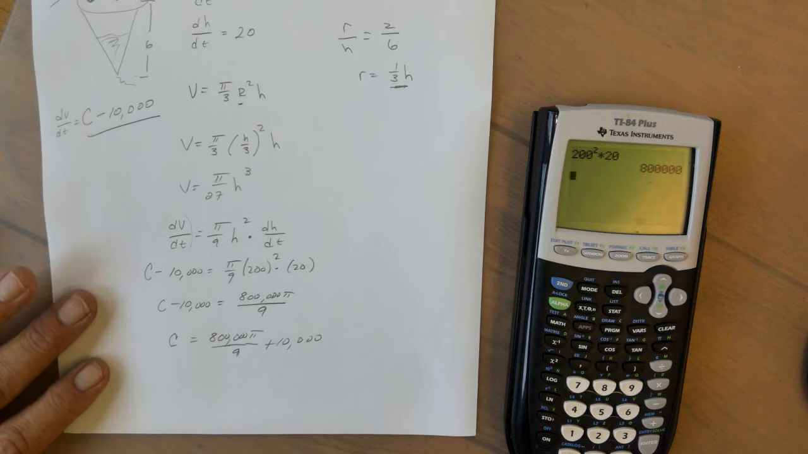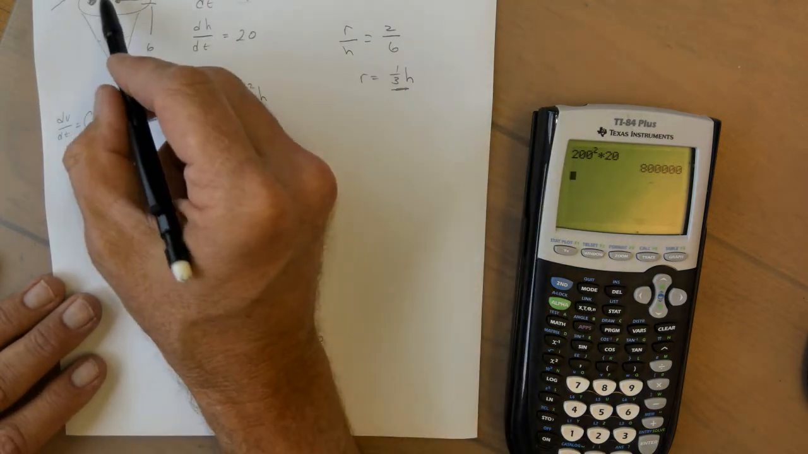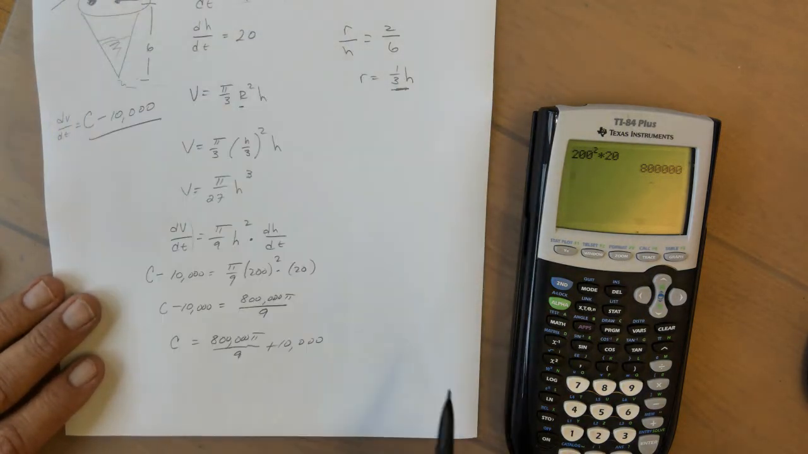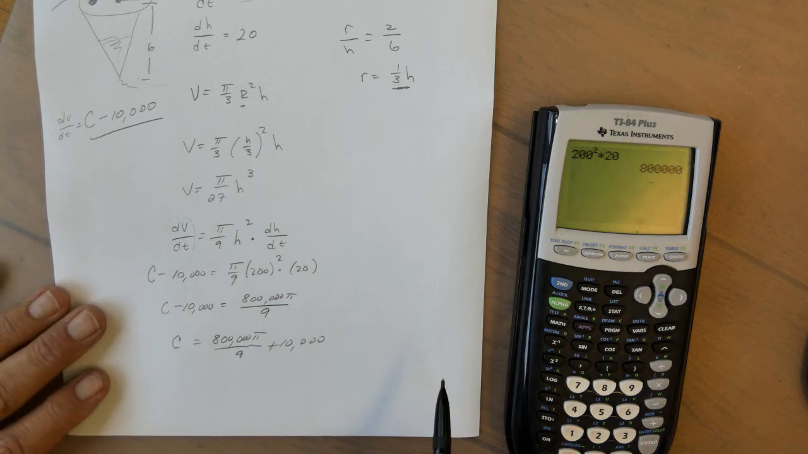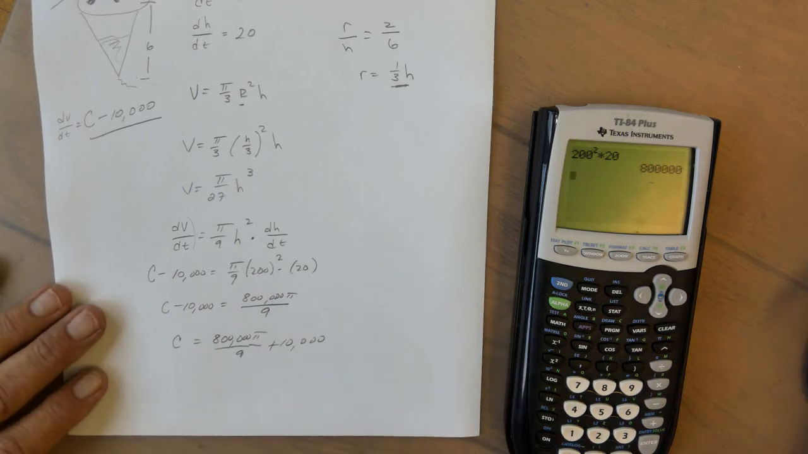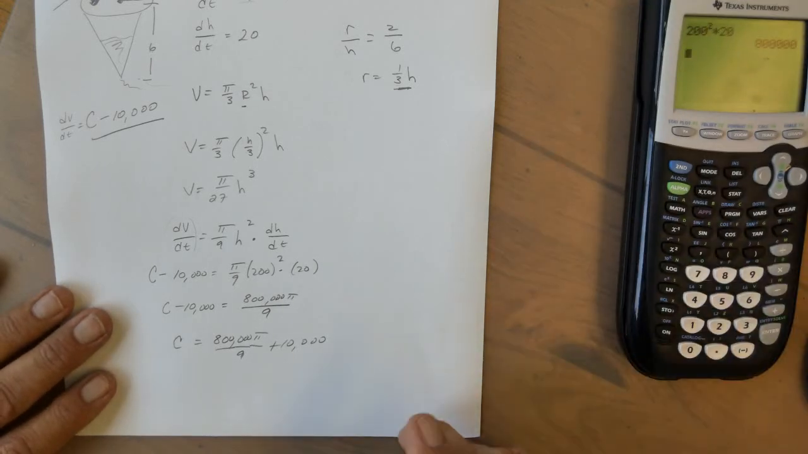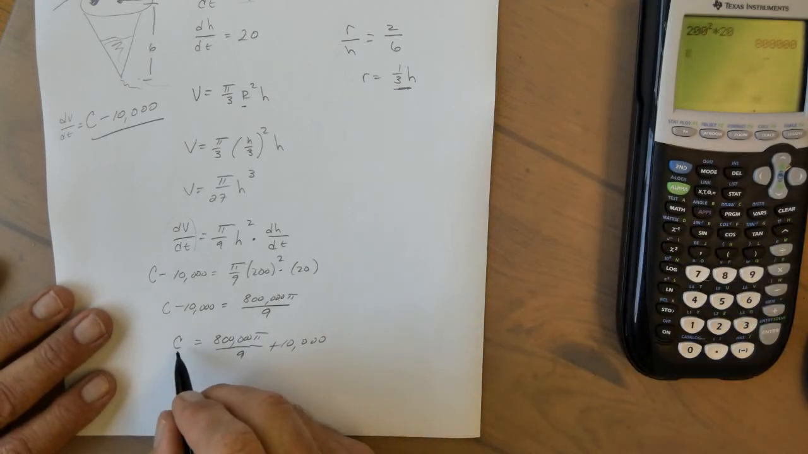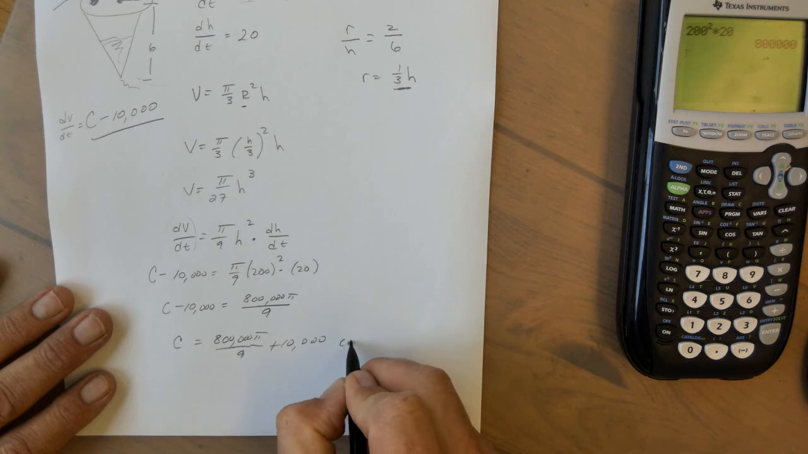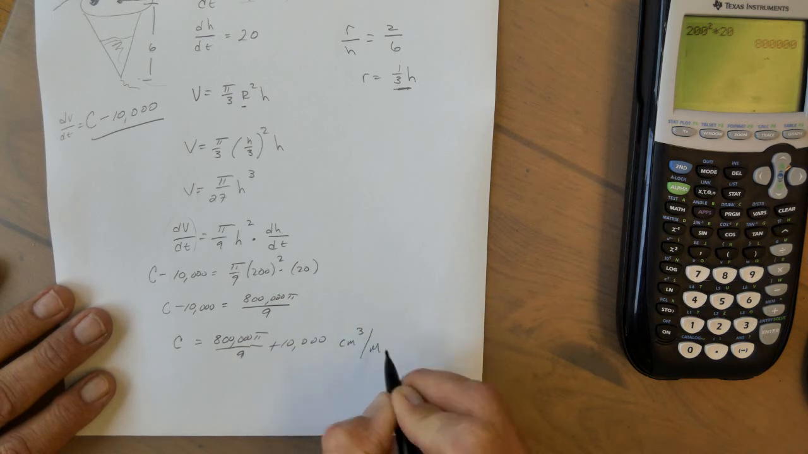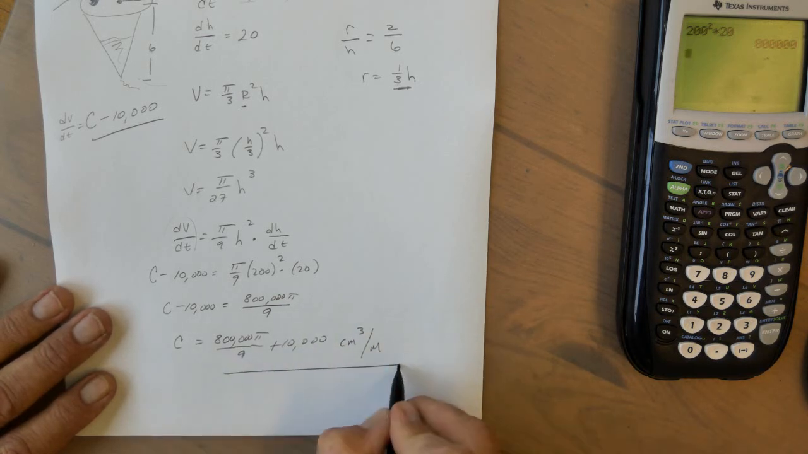So a lot going on in that problem. A little bit tricky here with water being leaked out and pumped in at the same time. Hope this helps, and we'll see you soon. Oh, I forgot my units. My apologies. I just recognized that. So this would have to be cubic centimeters per minute, because we are a volume unit here.